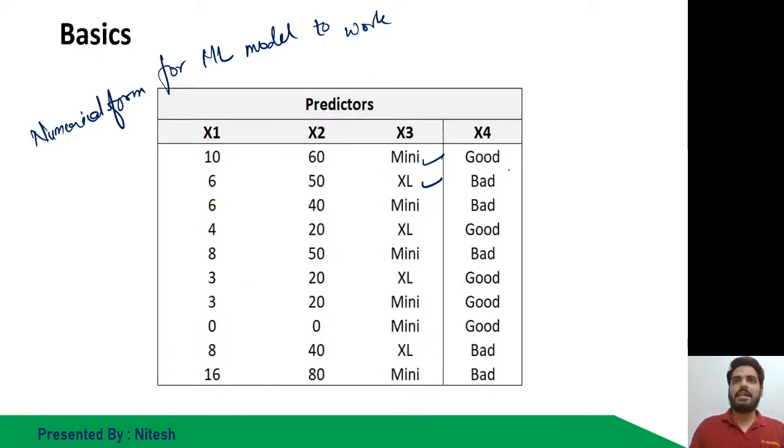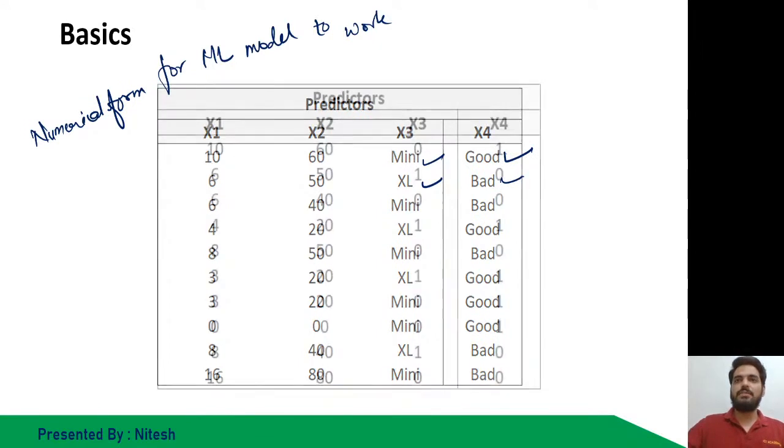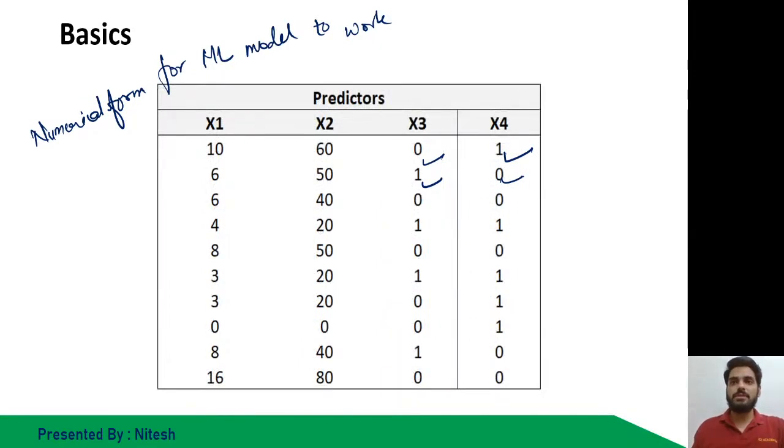Similarly, I have the categorical values good and bad. I have changed them into numerical ones, ones and zeros. This is what you have done.